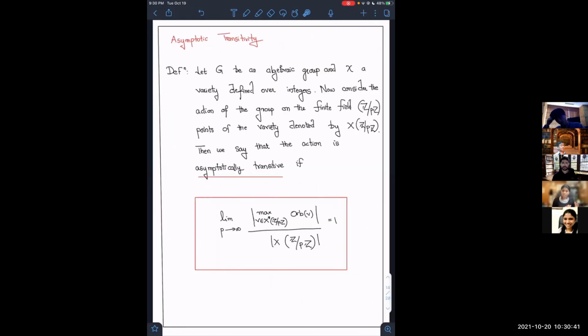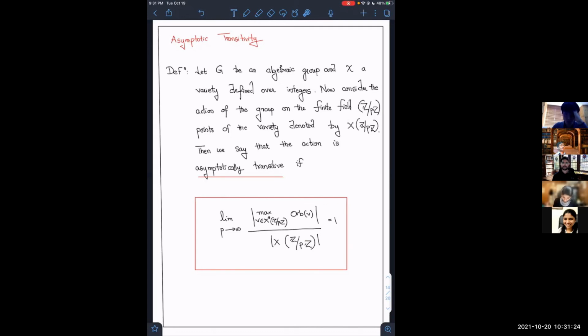Okay. So now, if we don't have transitivity, then the next best thing for ergodicity, something comparable to ergodicity that we want to look at, is something called asymptotic transitivity. So what do we mean by ergodicity? If an action is ergodic, that means it has an orbit which is dense in the whole set, right? Which means it considers almost all the points and it mixes up most of the points, right? So we want to find an analogous condition to that.